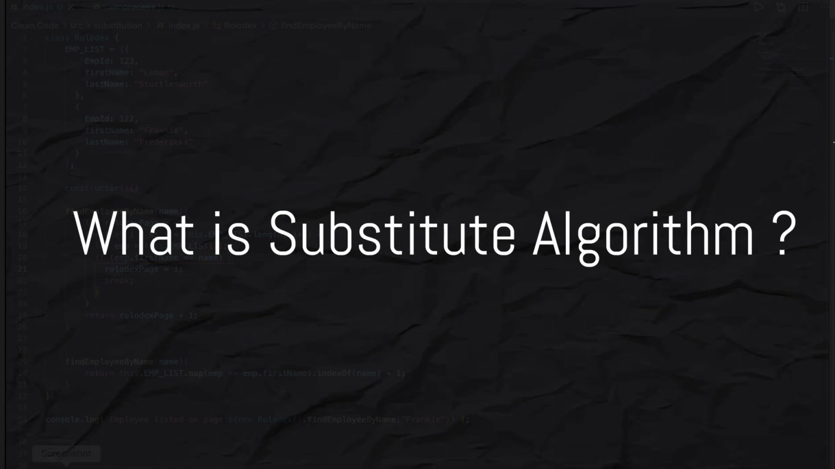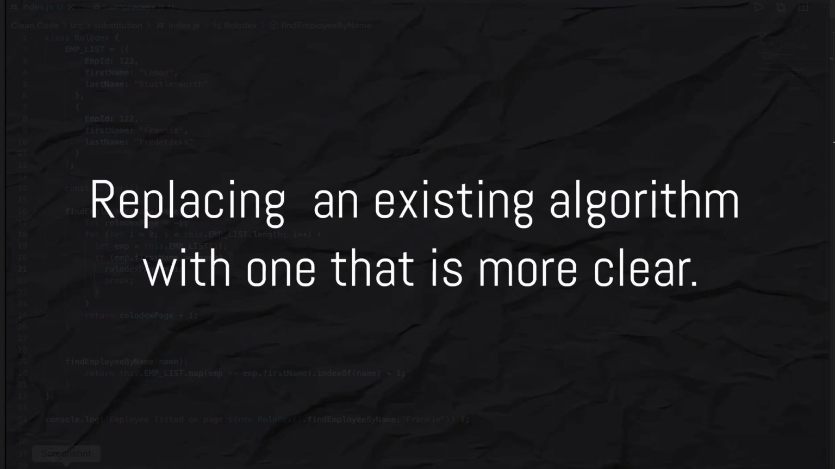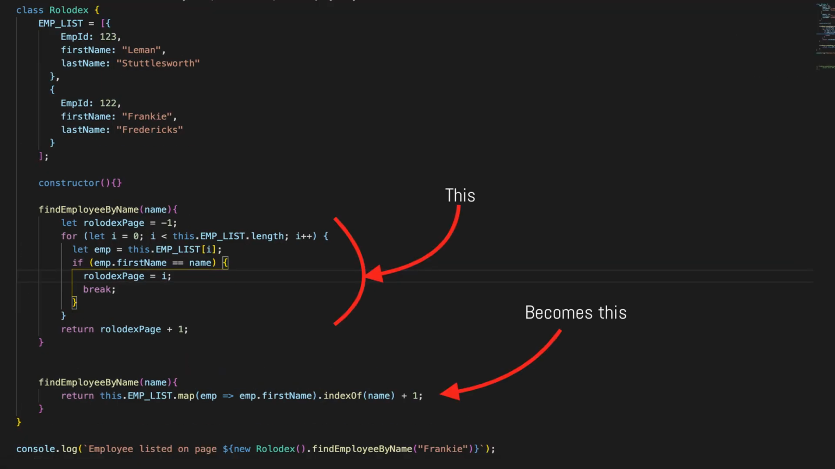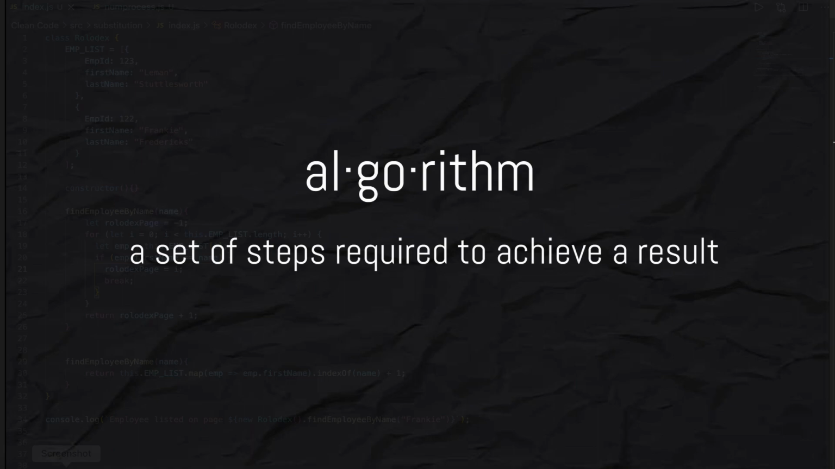Now, what is substitute algorithm? Simply put, it's replacing an existing algorithm with one that is more clear. You can do this by replacing the body of the method with a new algorithm. It's that simple. If you find an algorithm that is much simpler and more efficient, then replace the old algorithm with a new one. Don't let the word algorithm scare you. It's simply a set of steps that you follow to achieve a result.